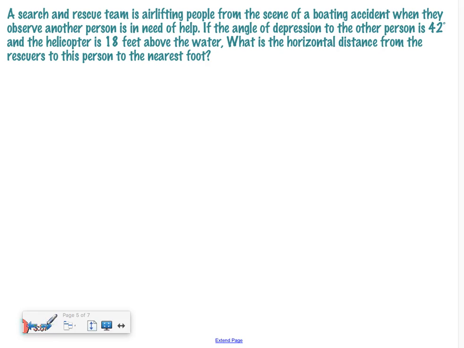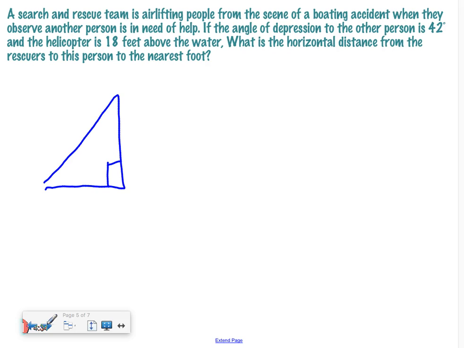Okay, now let's try a problem here. A search and rescue team is airlifting people from the scene of a boating accident when they observe another person is in need of help. If the angle of depression to the other person is 42 degrees and the helicopter is 18 feet above the water, what is the horizontal distance from the rescuers to the person's nearest foot? So I know that's a lot of words, right? But we know we're dealing with a right triangle, so how I would start every problem, draw out your right triangle. Then from here, we're just going to label what we're given.